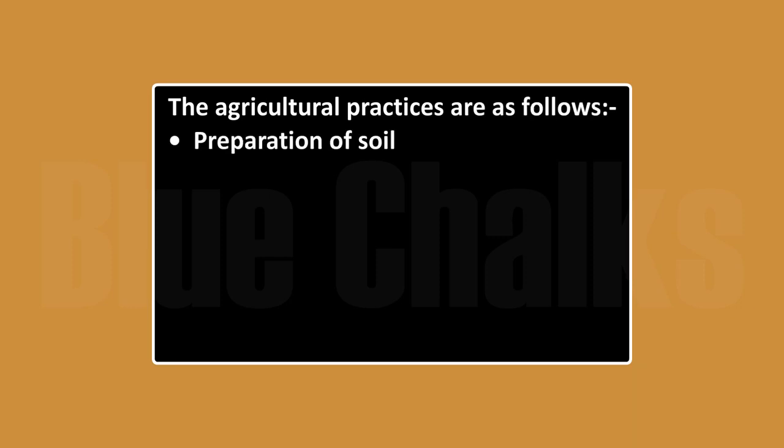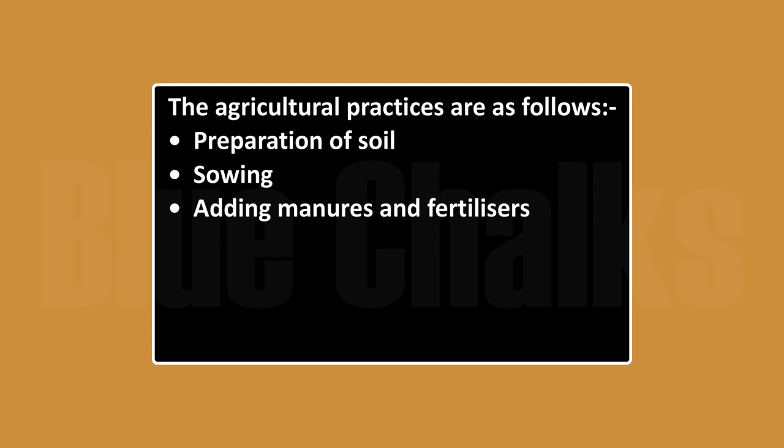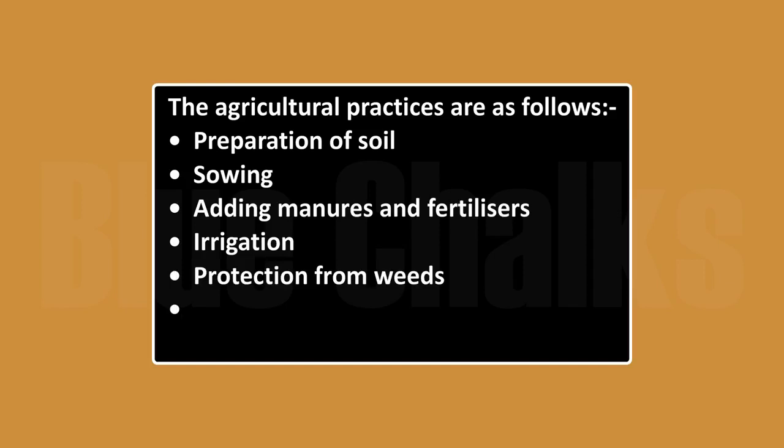The agricultural practices are as follows: preparation of soil, sowing, adding manures and fertilizers, irrigation, protection from weeds, harvesting, storage. Here we will discuss each agricultural practice one by one. We will also see the use of some agricultural equipments and how they help in attaining the agricultural practices.